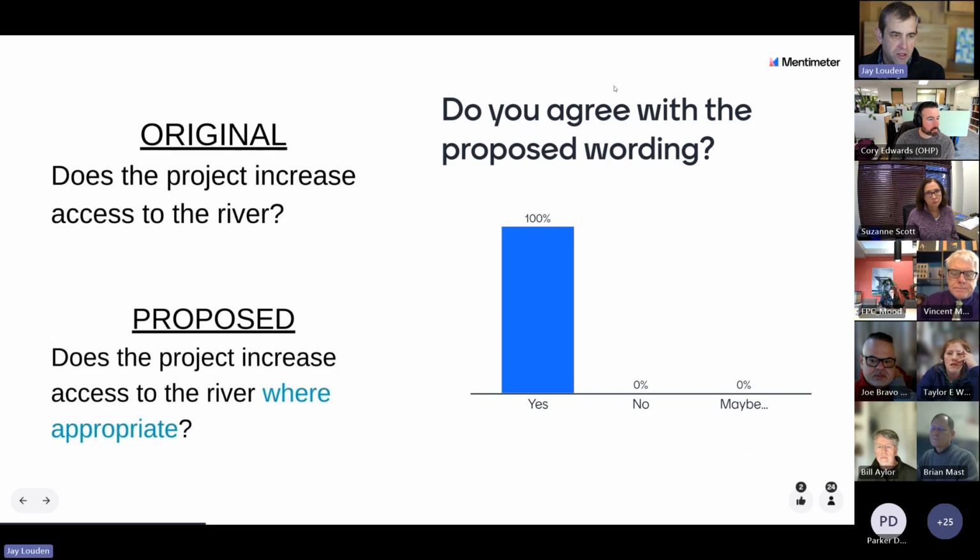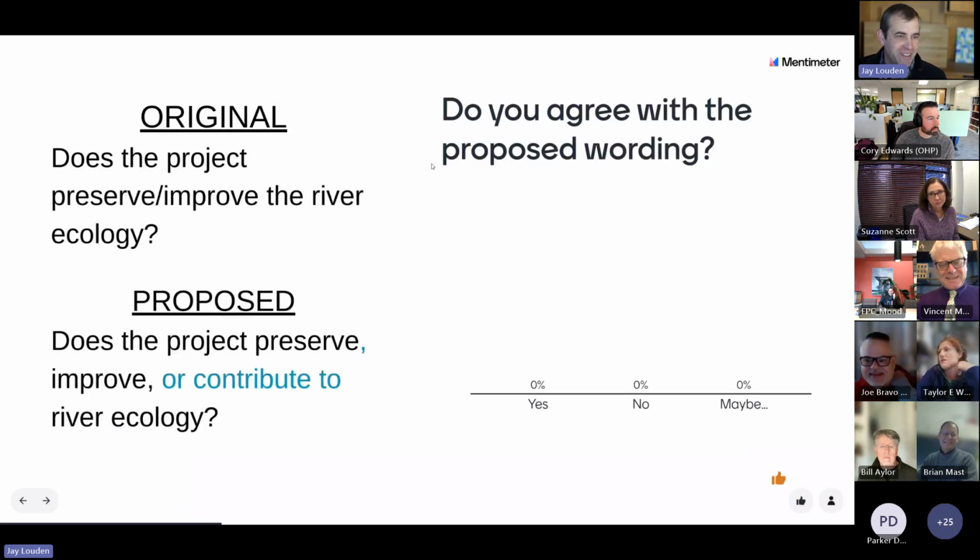All right, we're looking good here. I'm going to move on before anyone can say maybe. That's 24 yeses with no nos or maybes. Great. Okay, next. The original: does the project preserve and improve the river ecology?